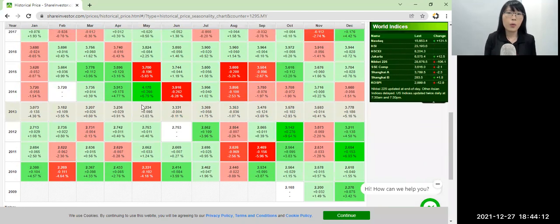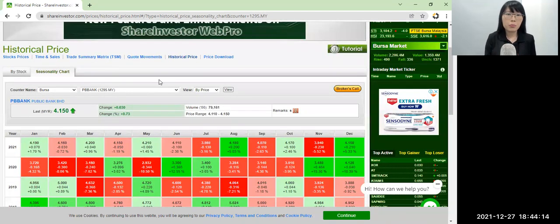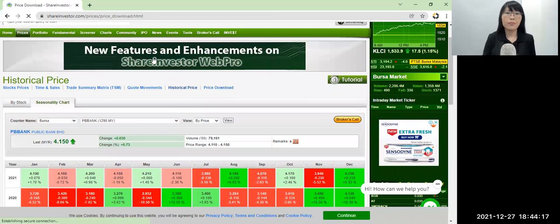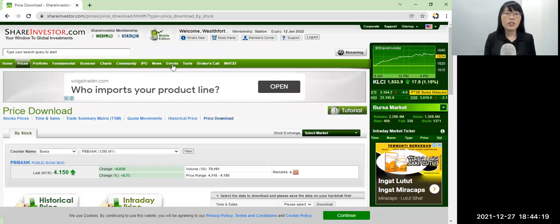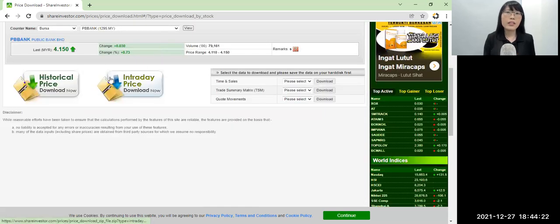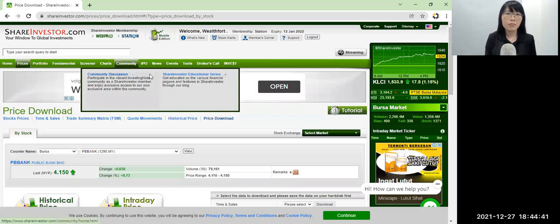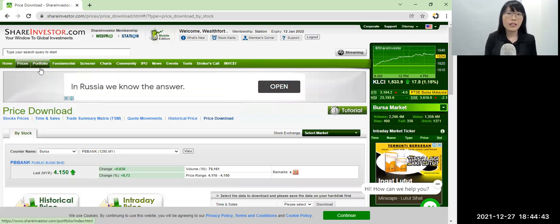Now the next one, you can go to price download. You can download the company's historical price or intraday price. These two types of prices are useful for you if you are running some programs. So this is the platform that you can use to download all the prices. Okay, so next, you can go to the portfolio.